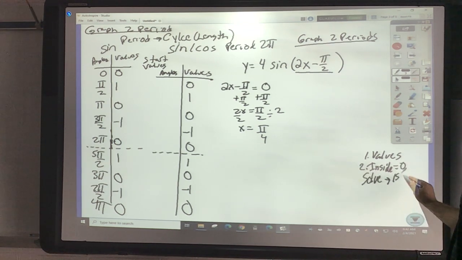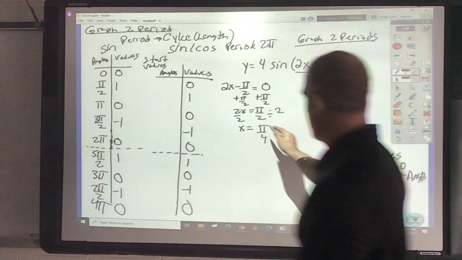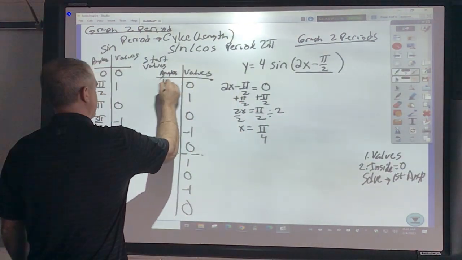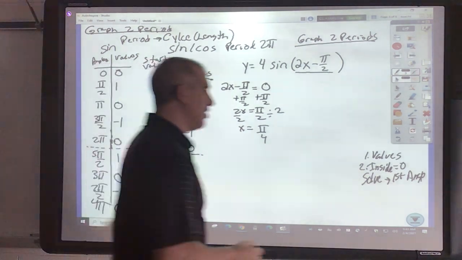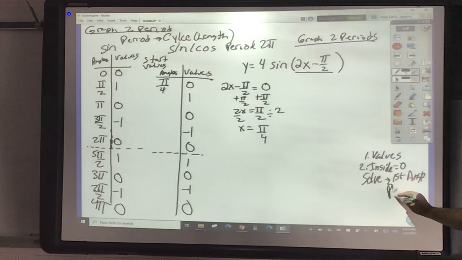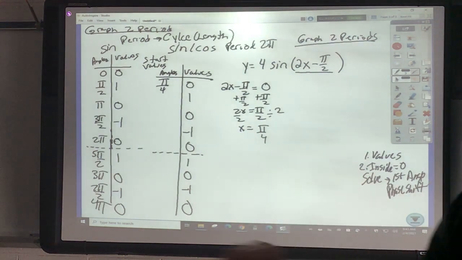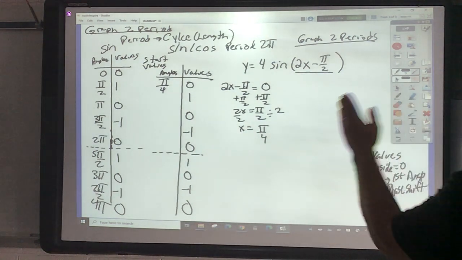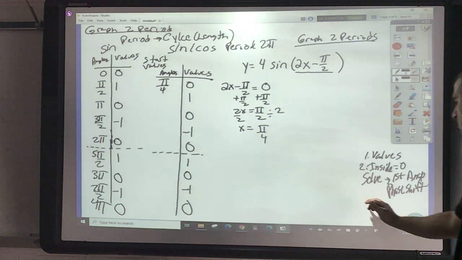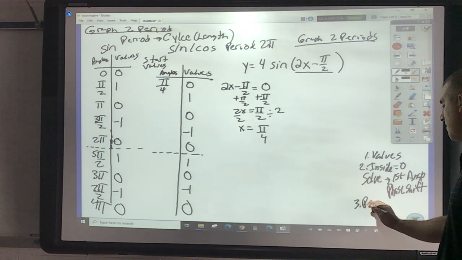This is your first angle. It is also something called the phase shift. What the phase shift does is it moves the graph. It shifts it. So, pi over 4. The next thing you want to do is find the period.